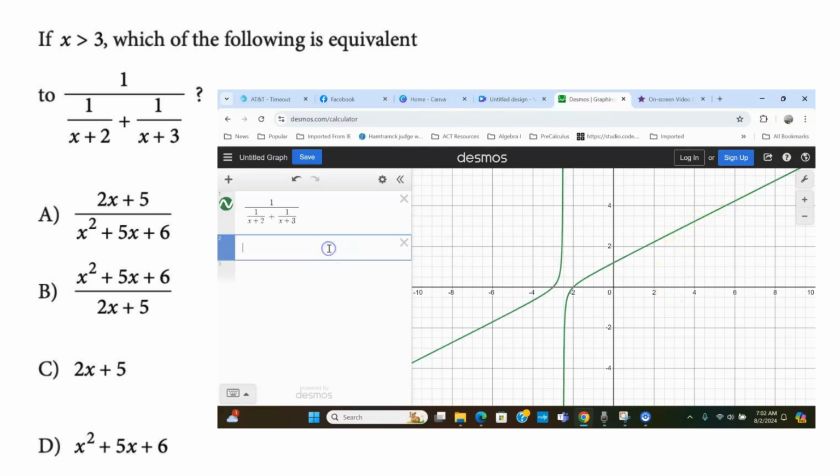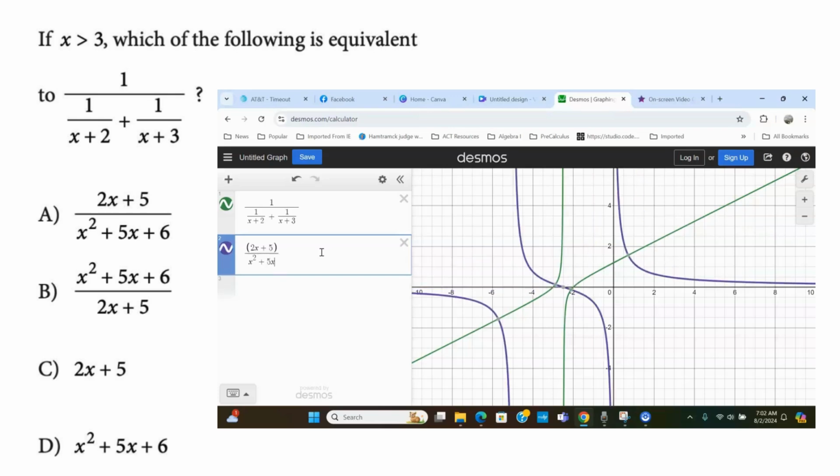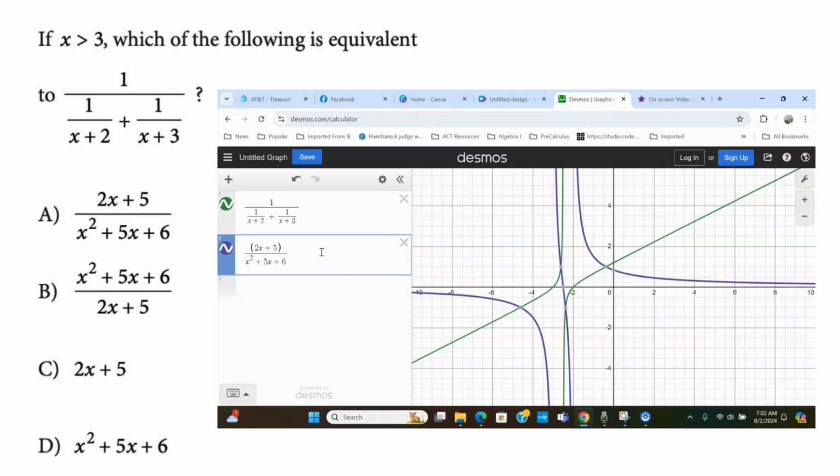Okay, so let's put in the first choice, A. So we have 2x plus 5. Now I'm going to put the 2x plus 5 in parentheses so that it groups that at the top of the fraction that I create. And then x squared plus 5x plus 6 at the bottom of the expression.